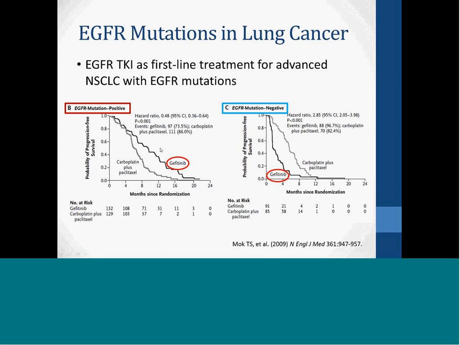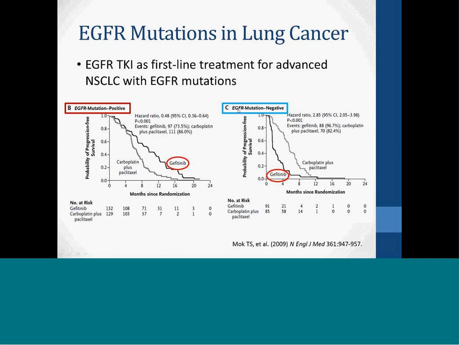Looking at the curve on the left-hand side here, these patients may have EGFR activating mutations treated with first-line gefitinib versus chemotherapy. You can see progression-free survival in these patients was quite improved compared to first-line treatment with conventional chemotherapy.